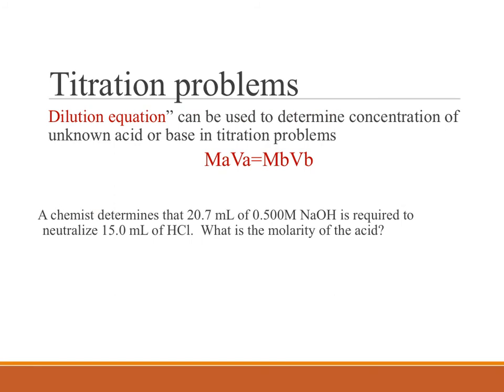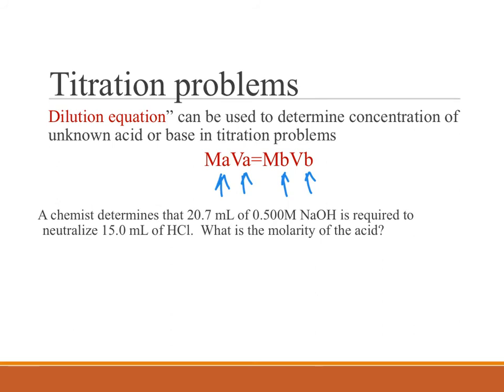So to do those calculations, you just use the dilution equation, but with a little bit of variation. Instead of saying the molarity of the first substance, we say the molarity of the acid times the volume of that acid is going to equal the molarity of the base times the volume of the base. So instead of molarity of first solution and second solution, here we have A for acid and B for base.